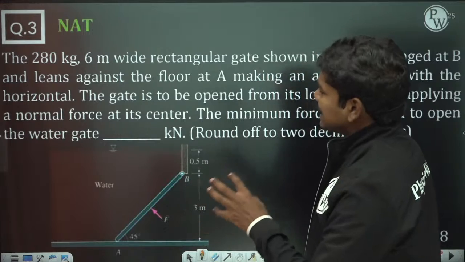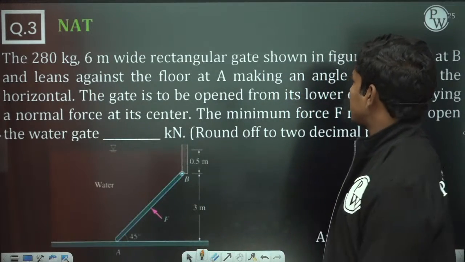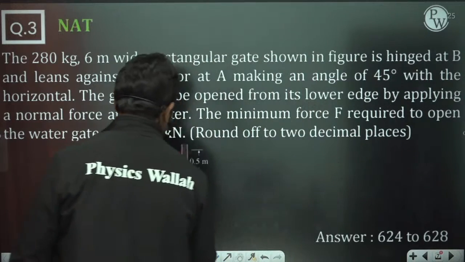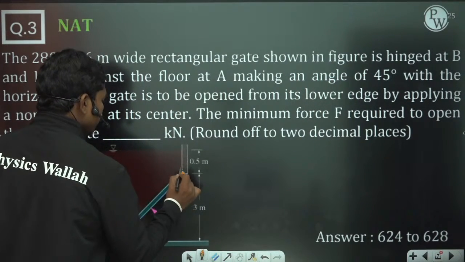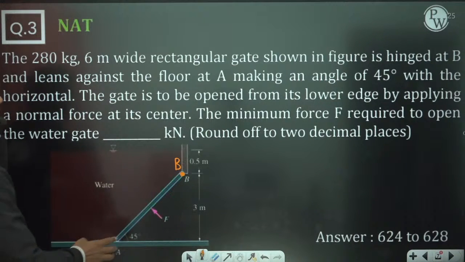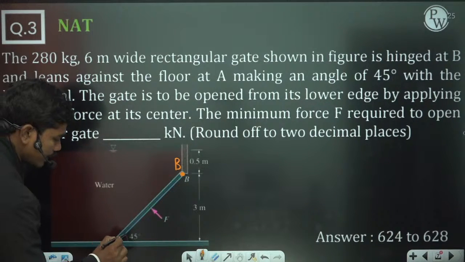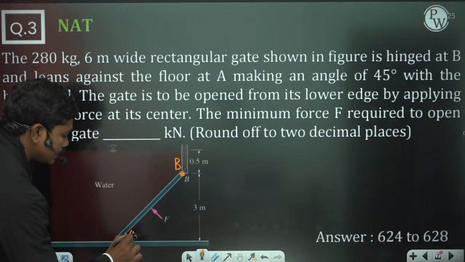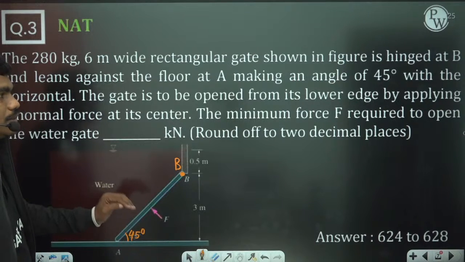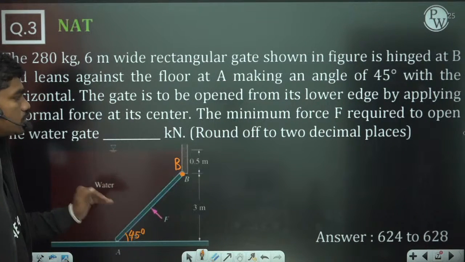The 280 kg, 6 meters wide rectangular gate shown in the figure is hinged at location B. So this is location B, and it is hinged at this location, and leans against the floor at A, making an angle of 45 degrees. So this is the angle at which it is made, which is 45 degrees. The gate is to be opened from its lower edge by applying a normal force at its center.